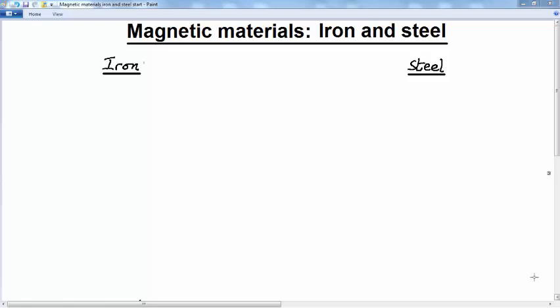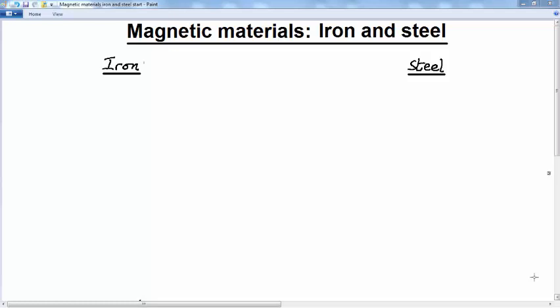In this lesson we're going to compare the magnetic properties of iron and steel. To help explain their differences, we have to understand that the structures of both iron and steel, and any other metal for that matter, are made up of what are called crystal grains. That's to say, there are millions of crystal grains running throughout the structure of the metal.